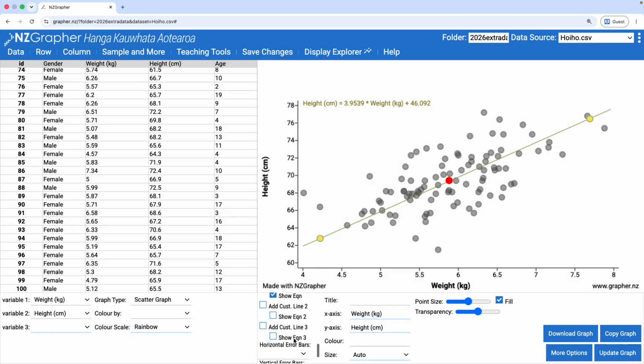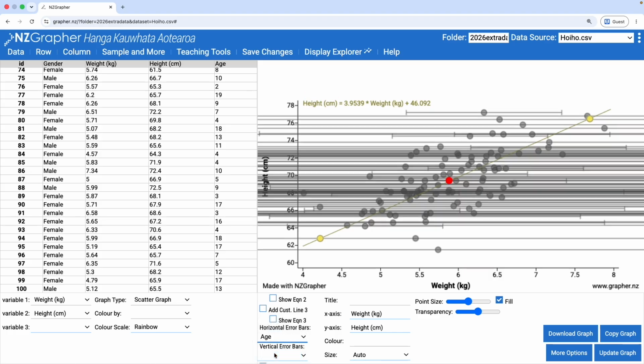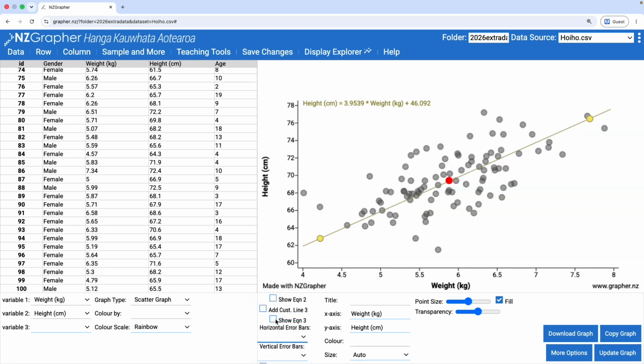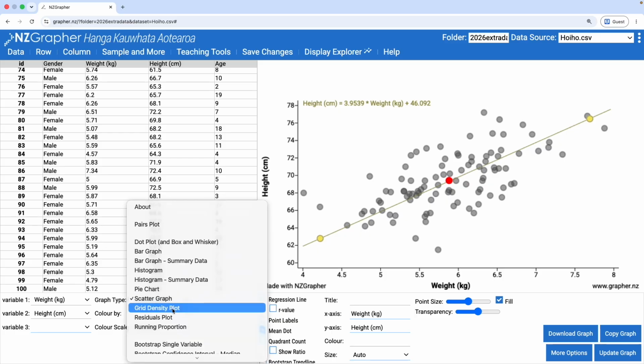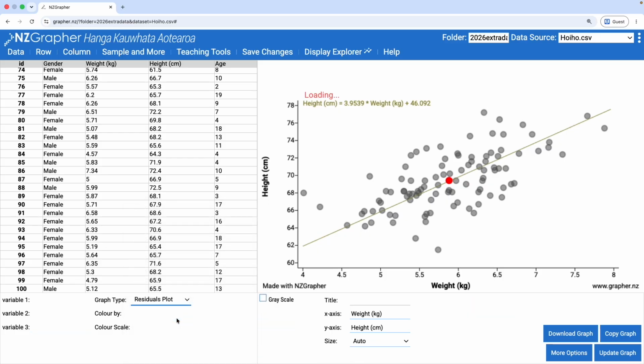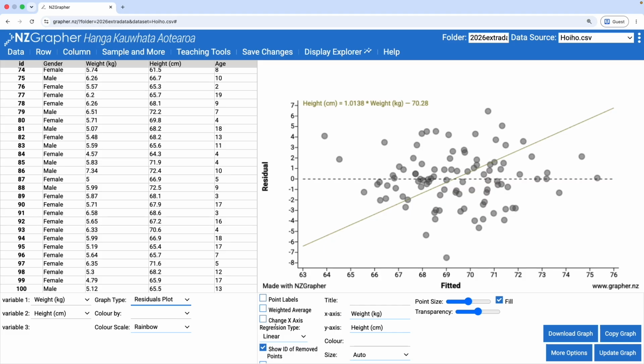That is mainly for the physics students in year 13, because none of these are appropriate for that. But if you're doing a physics experiment, you can get it to show the error bars. Residuals plot is one that I'm also asked questions about lots.